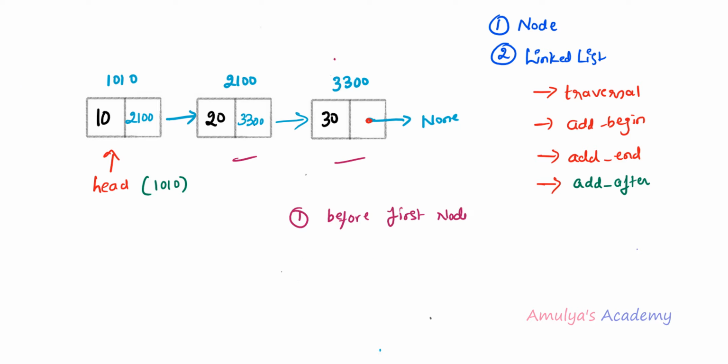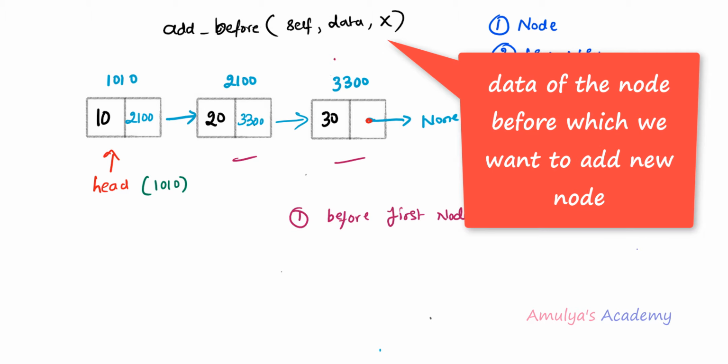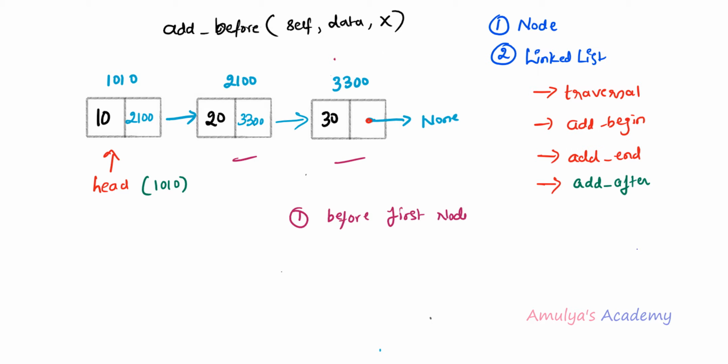What will happen? Here we are adding the element before the given node. So I'll take the method name as add before, and here you need to take parameters self and data, because we are inserting the element. If you are inserting any node, then data must be a parameter. Then here x. X is nothing but the node before which you want to add the new node. For example, if I want to add the node before this node, then this will be x. I need to add the new node before x. Right, now first let's check if we are adding the node before the first node.